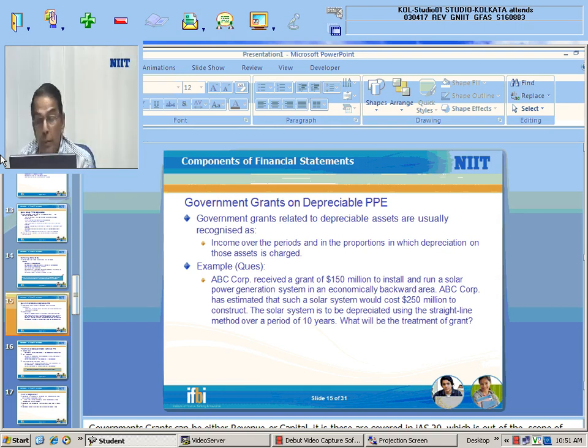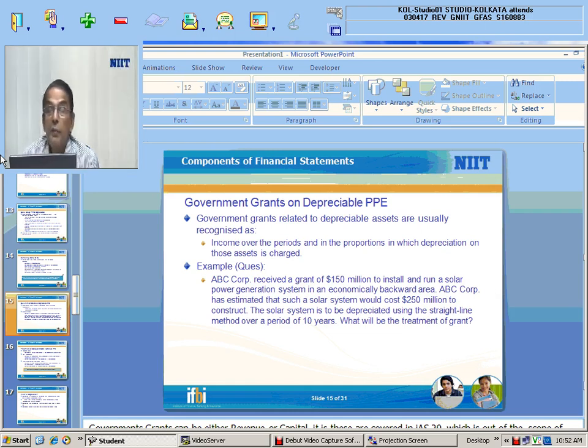So let's look at an example to understand this. We are not going to discuss IAS 20 in full, we will just look at a particular example to understand the point on government grants. ABC Corporation received a grant of 150 million from the government to install and run a solar power generation system in an economically backward area. The government gives this grant to encourage industries to set up there because that will generate employment in the area.